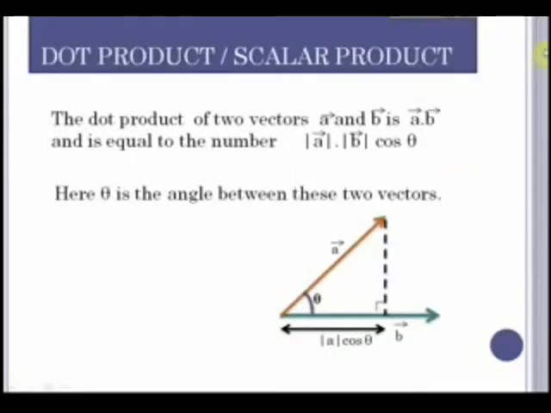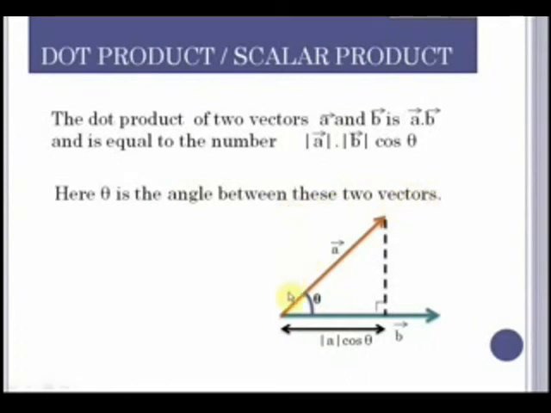So let's begin with the first type of product of vectors, that is the dot product, which is also known as scalar product. Now the dot product of two vectors A and B is denoted by A dot B, and this is equal to modulus of vector A into modulus of vector B into cos theta. So we see that this is a scalar quantity, this is also a scalar quantity, and this is again a scalar quantity. So this is actually a number and not a vector. Thus the dot product of two vectors A and B is denoted by A dot B and is equal to modulus of A vector into modulus of B vector into cos theta. Here theta is the angle between these two vectors.